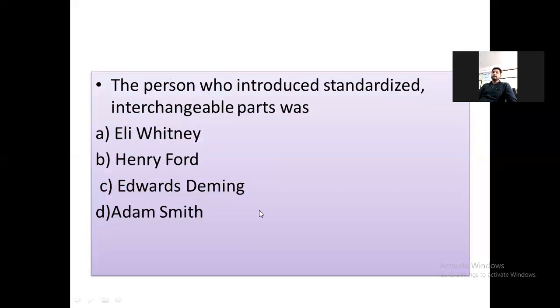Then the second question is: the person who introduced standardized interchangeable parts was. First option is Eli Whitney, second is Henry Ford, third is Edward Deming, and fourth is Adam Smith. Who introduced standardized interchangeable parts? Omkar Kale is saying D. Others are saying A.